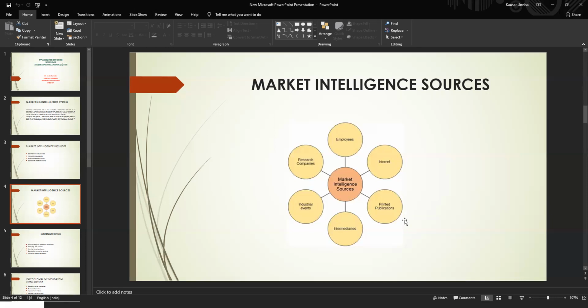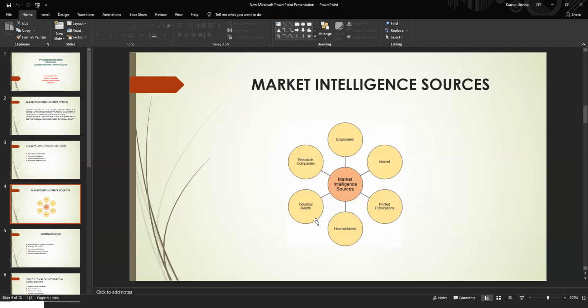And the next one is nothing but the intermediaries. So the company can also get information from different parties. They may be the distributors, the retailers, or suppliers, who have the information on existing market developments.